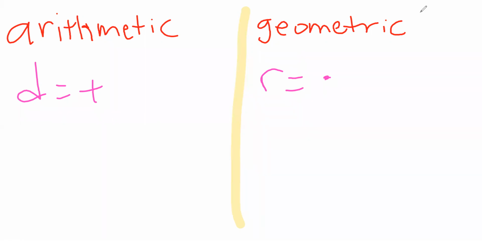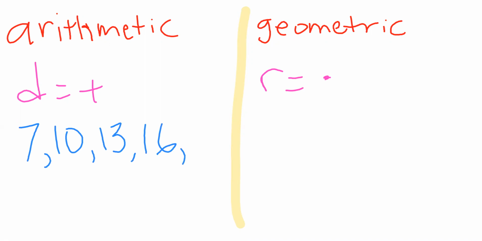So arithmetic could be something like, let's say, 7, 10, 13, 16, dot, dot, dot. Each time here, what we're looking at is the change between the terms. Here, as you can probably see, our common difference is +3.